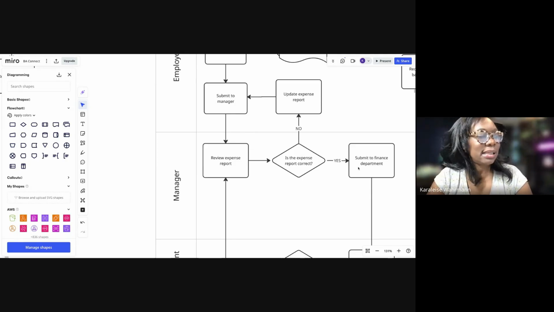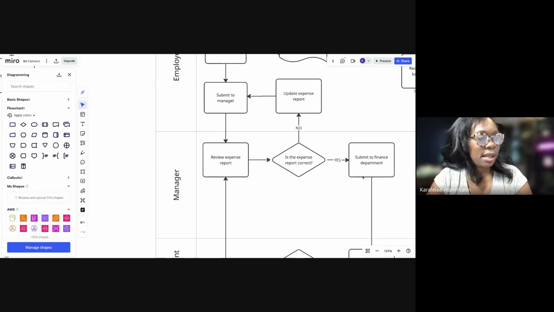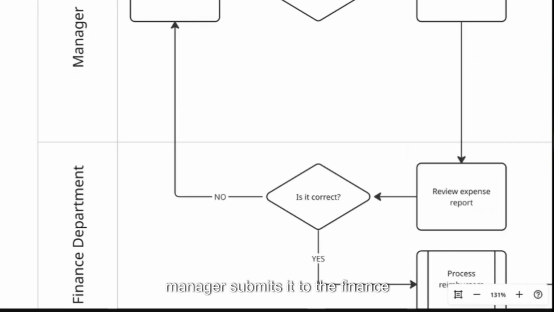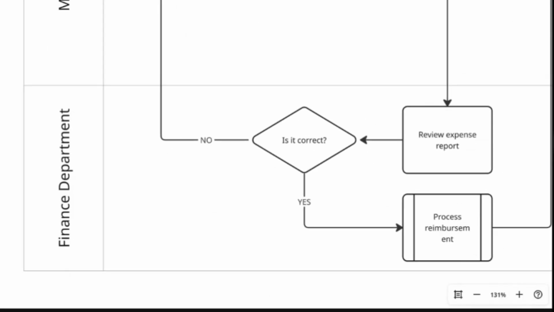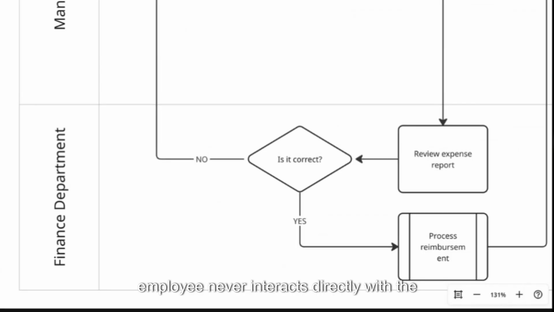So once the report is good, then the manager submits it to the finance department. Now, if you notice, the employee never interacts directly with the finance department. It's always the employee to the manager to the finance department. So once it goes to the finance department, then they also have to review it to see if it's correct.